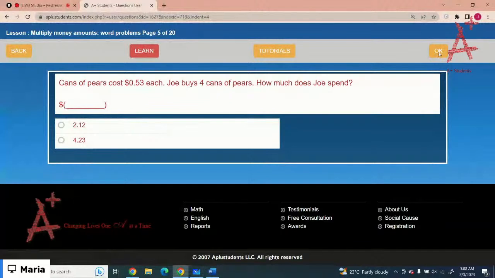So which is the correct option? Yes, very good. That would be 2.12. Option number 1 is the correct one. When you do 0.53 times 4, it would be 2.12. Very good. The correct option is option number 1.